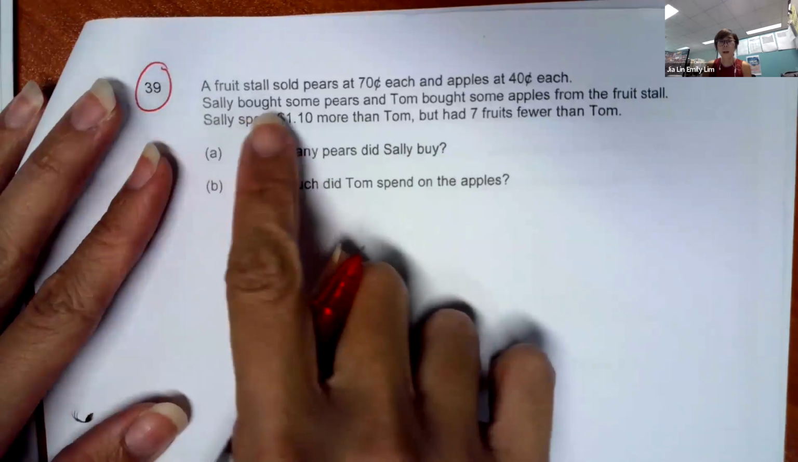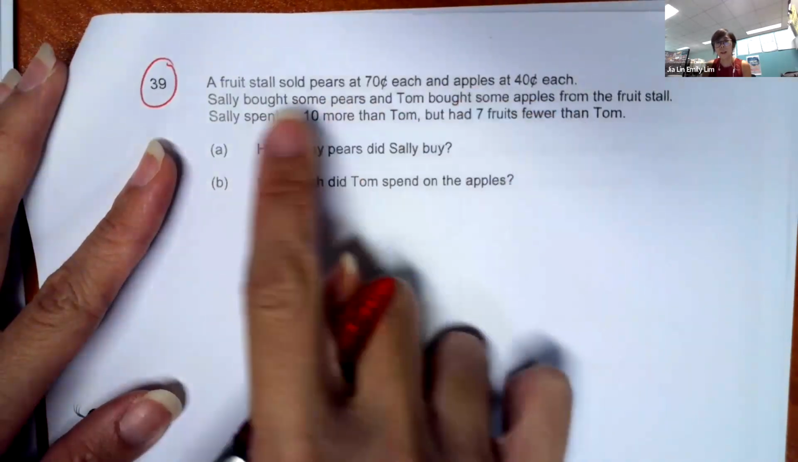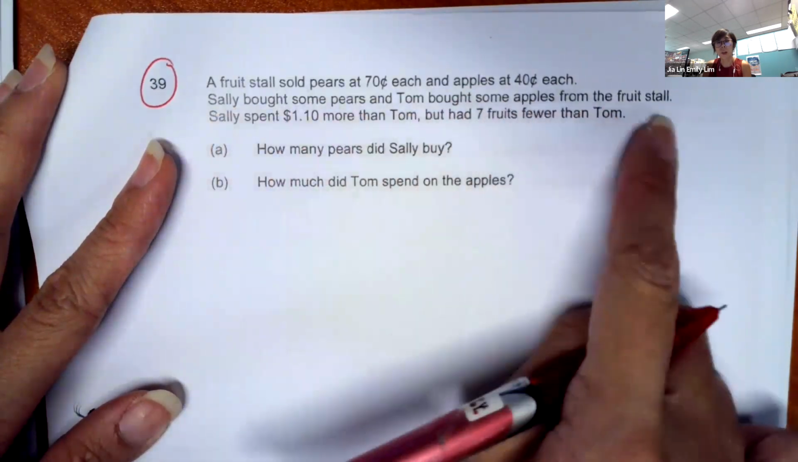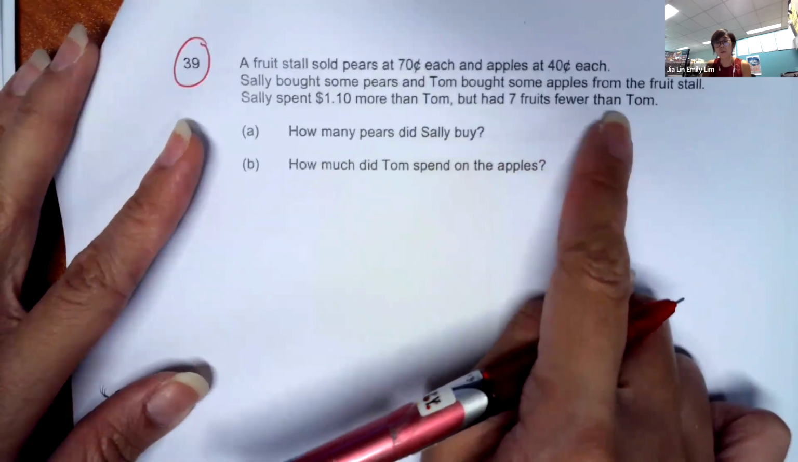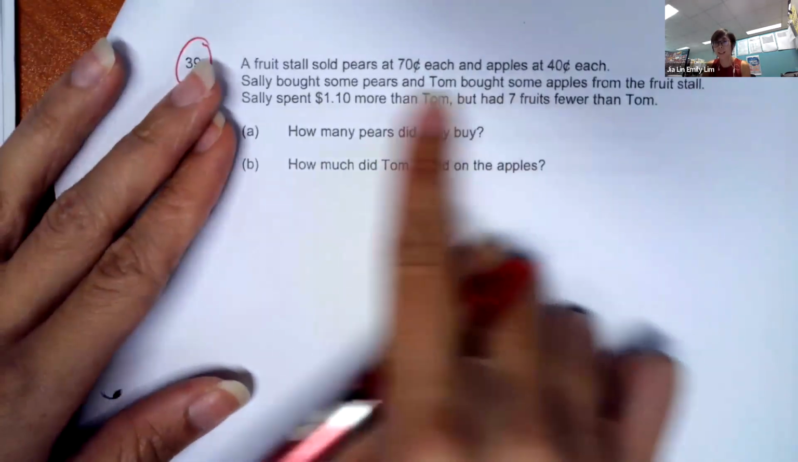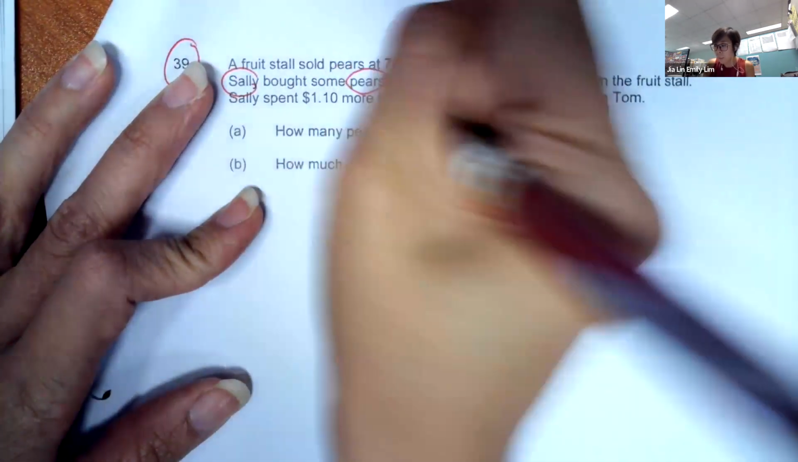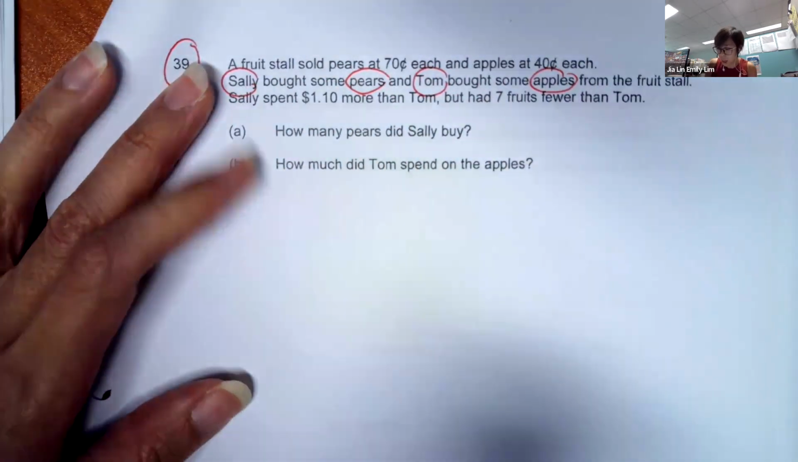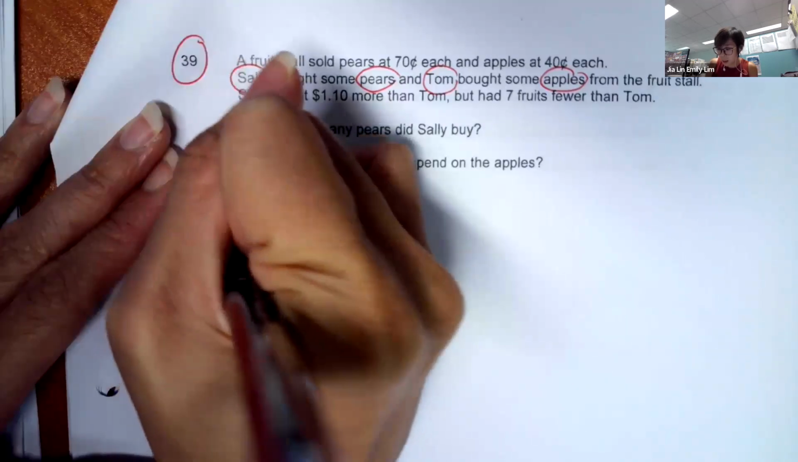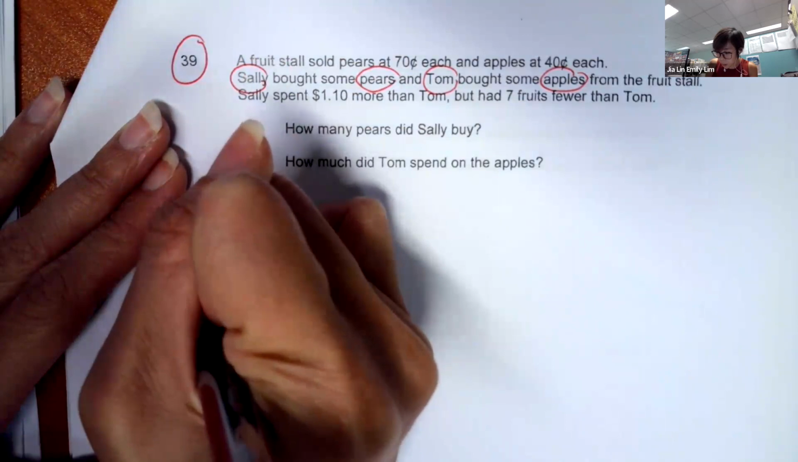A fruit stall sold pears at 70 cents each and apples at 40 cents each. Sally bought some pears and Tom bought some apples from the fruit stall. Sally spent $1.10 more than Tom, but had 7 fruits fewer than Tom. So it's very confusing because there's Sally, there's Tom, there's pears and apples. So let's get it clear. Sally buys pears, Tom buys apples. So this is your grouping: number, pears, and apples.